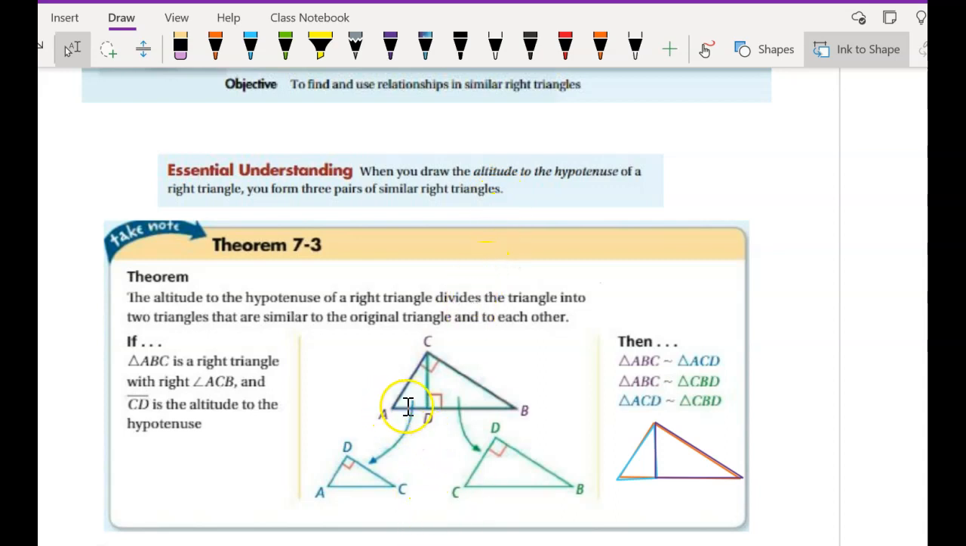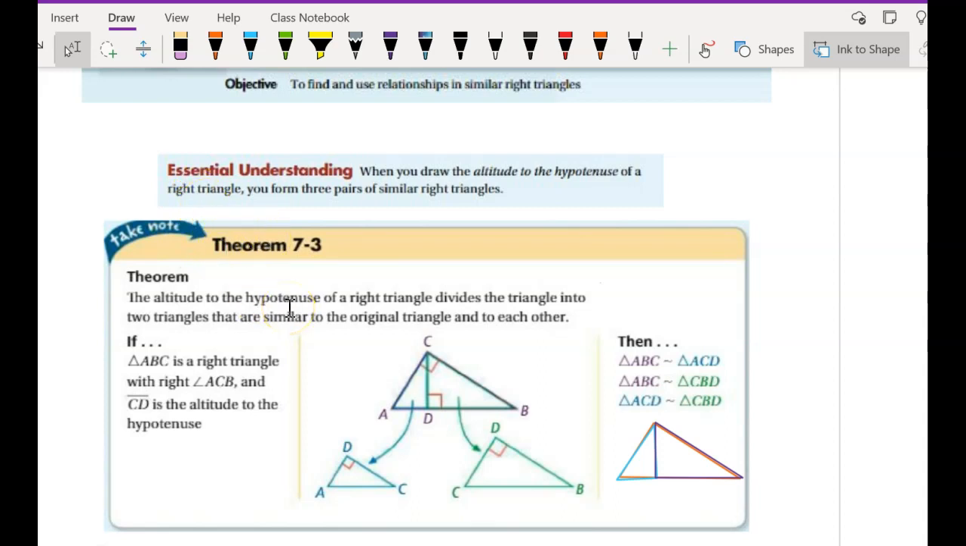So remember, the hypotenuse is the side that's opposite the right angle. The altitude goes from the vertex to the opposite side and forms a right angle. So CD is an altitude, and it divides this triangle into three similar triangles. So let's take a look at Theorem 7.3.